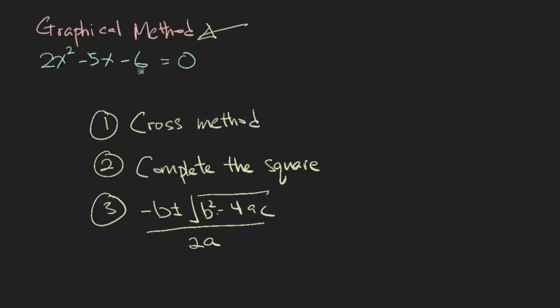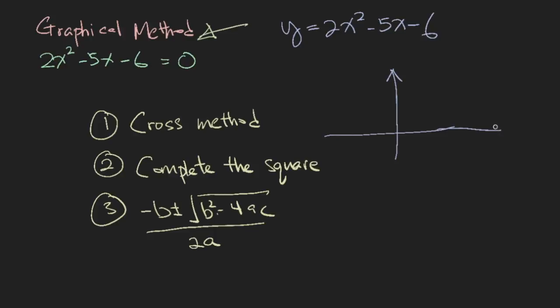Now imagine you want to solve this. And if I set y to be equal to 2x squared minus 5x minus 6, and if I can plot a graph, an xy graph, it will look something like that, and this curve will be y equals 2x squared minus 5x minus 6.